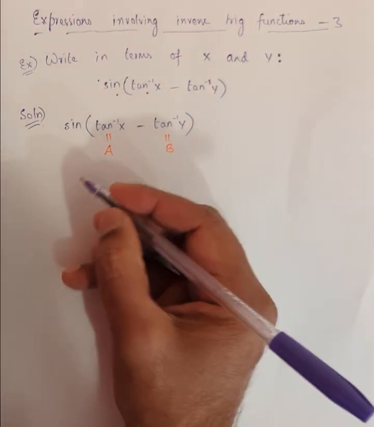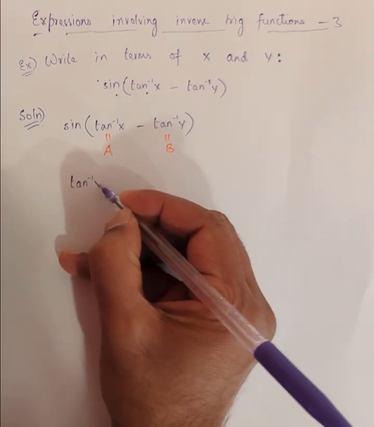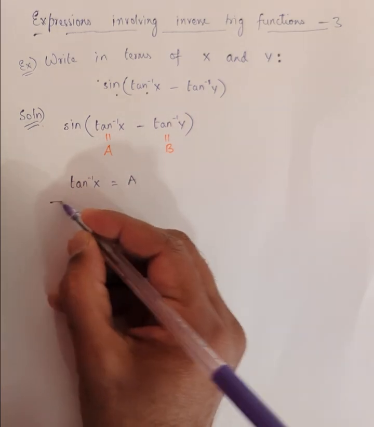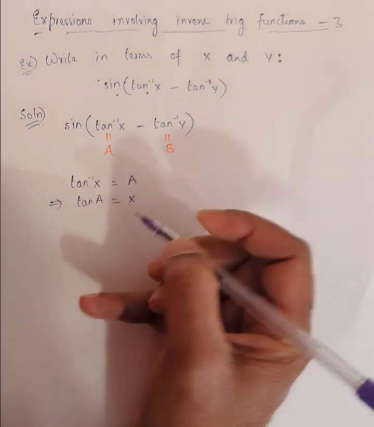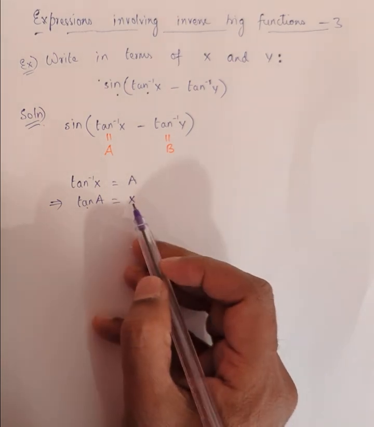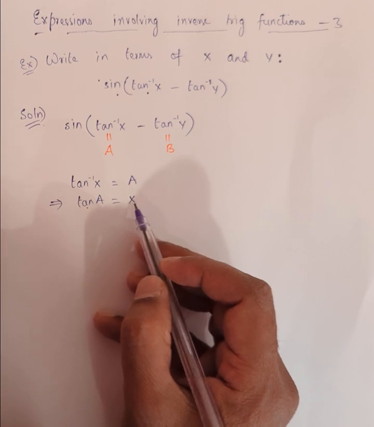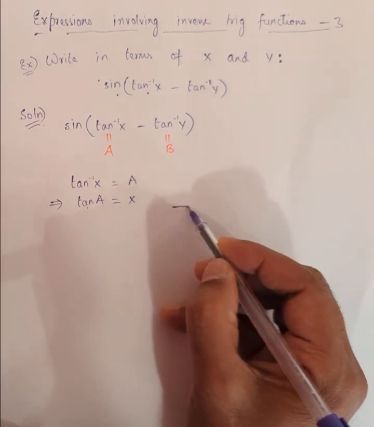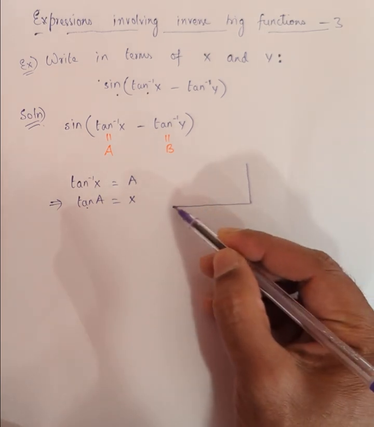And let's write it out as an equation. Tan inverse x equals a means tan a is equal to x. And tan a equals x means opposite over adjacent is x. We can write x as x over 1. We can think of x as x over 1, and then we draw a right triangle.